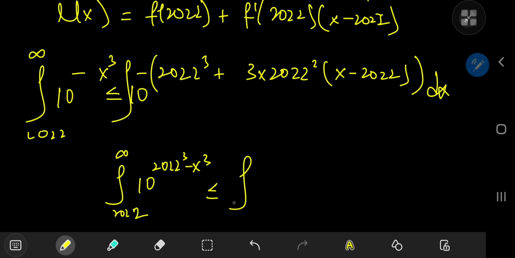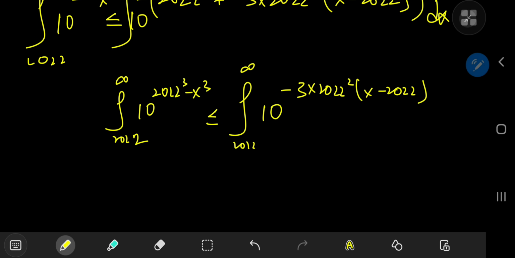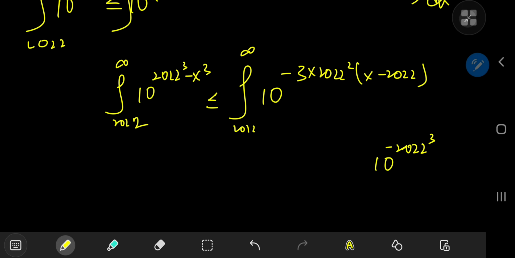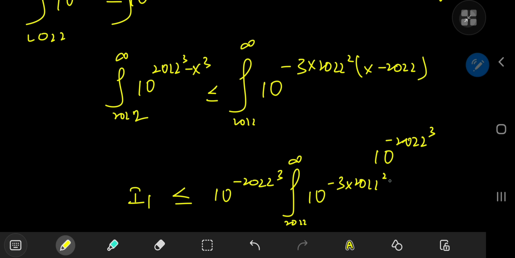being less than or equal to the integral from 2022 to infinity of 10 to the negative of 3 times 2022 squared times x minus 2022. And all we need now is to multiply by another positive number that is 10 to the 2022 cubed. That is the negative of it, because that will give you the structure of I sub 1. So we know that I sub 1 is less than or equal to 10 to the negative 2022 cubed times the integral from 2022 to infinity of 10 to the negative 3 times 2022 squared times x minus 2022 dx.